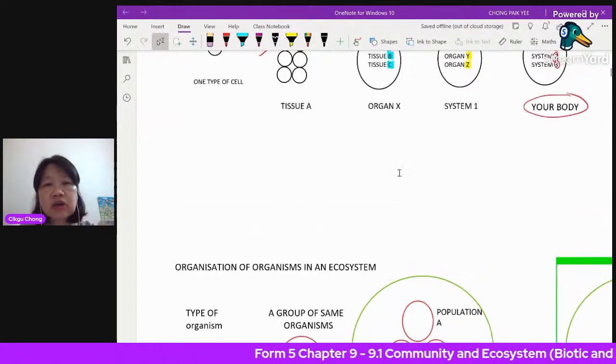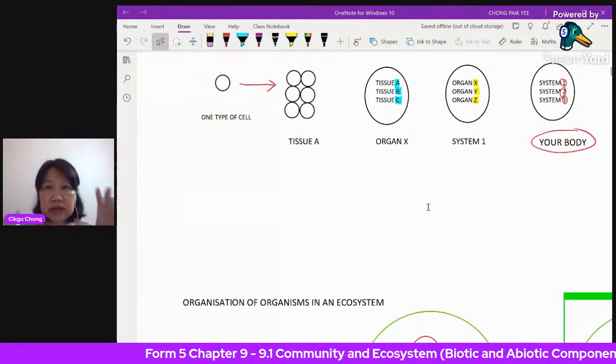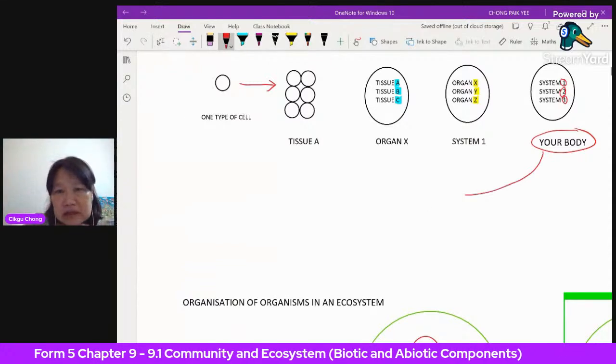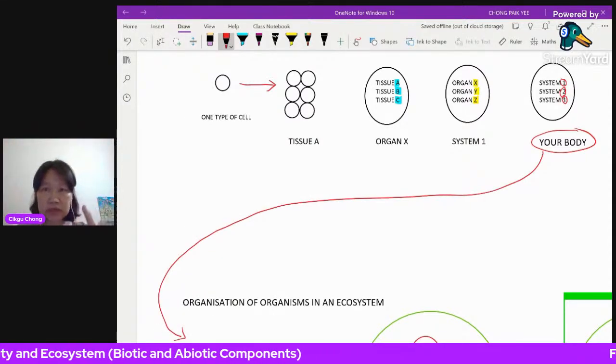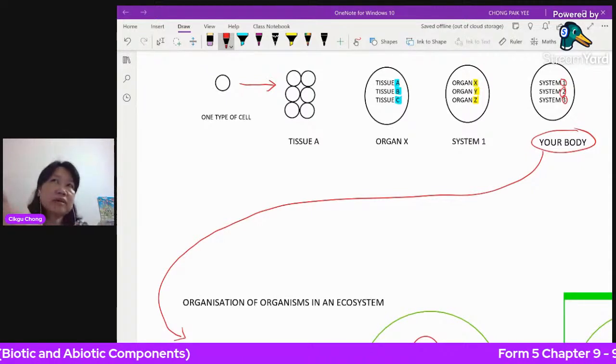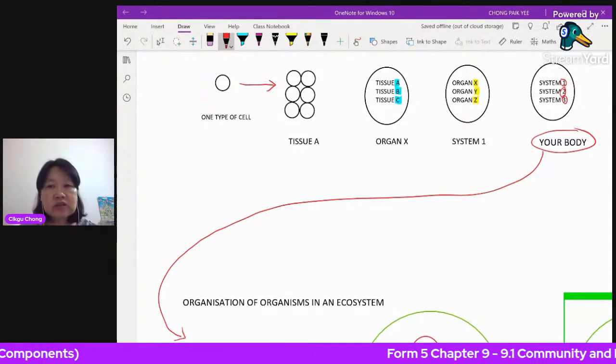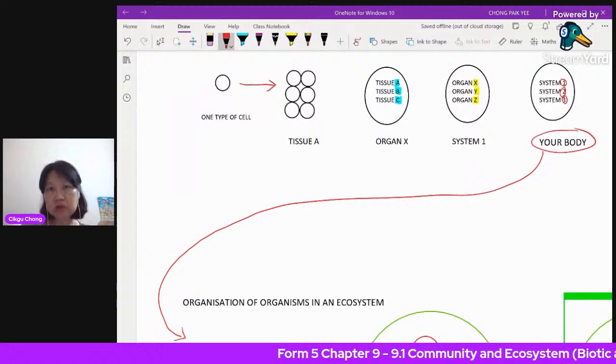In an ecosystem, you're not looking at cells. You're looking at your organism. So from this one, now let's say this is an animal in the ecosystem. So now this is your body. Let's say this is not your body. Let's talk about an elephant, right? An elephant. So the elephant lives in this ecosystem.